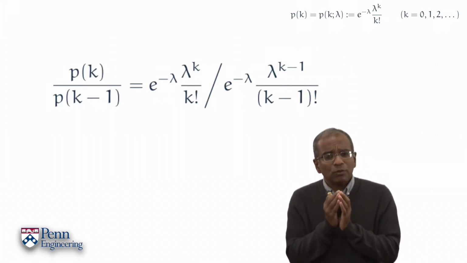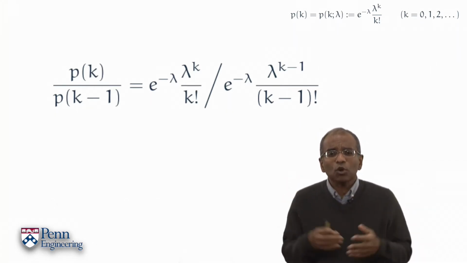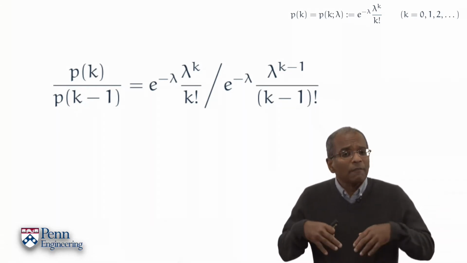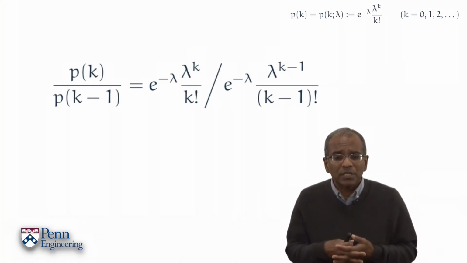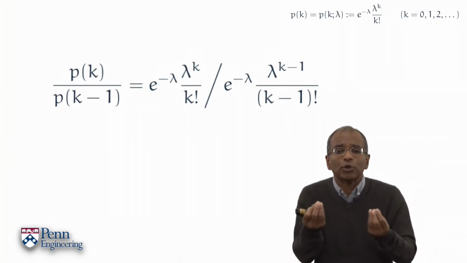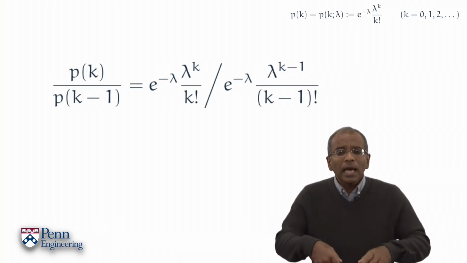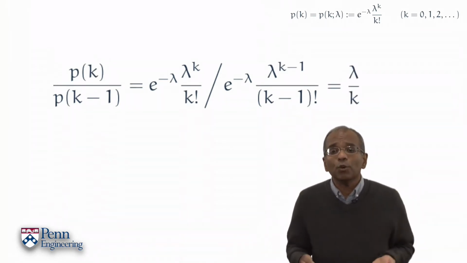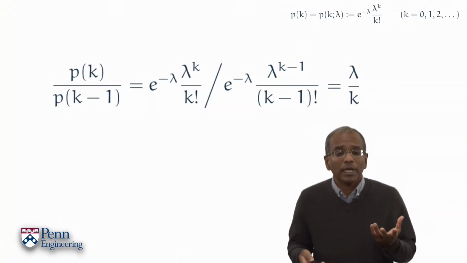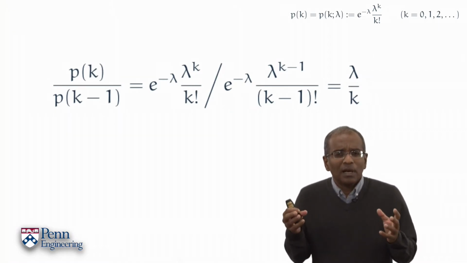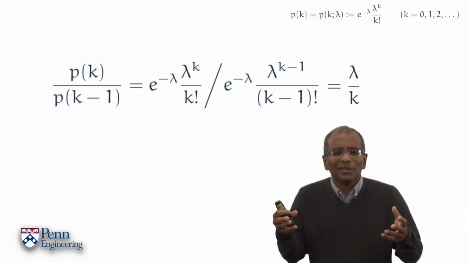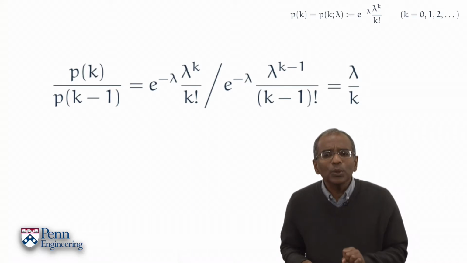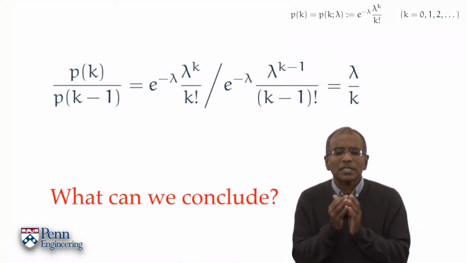An examination of the ratio shows that there are several terms in common. The e to the power minus lambda term cancels in the numerator and denominator. Various powers of lambda will cancel, and various terms in the factorial product will also cancel. And when the dust settles, all that remains is lambda in the numerator and k in the denominator. It's hard to imagine a simpler form for such a ratio. Now, what can we conclude from this expression?